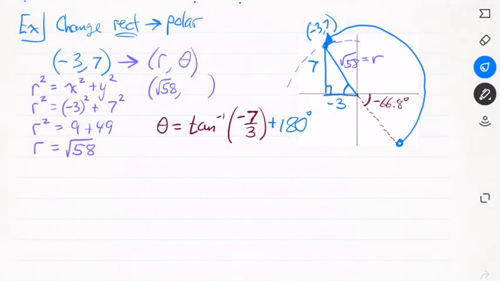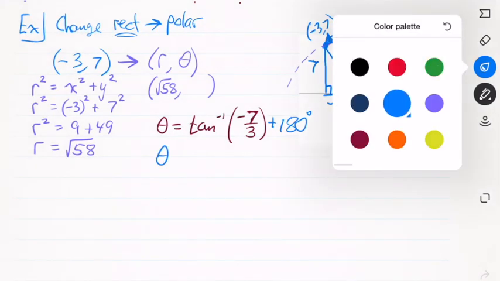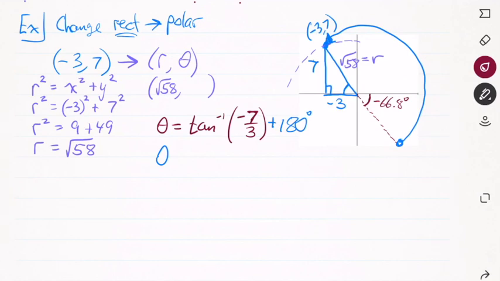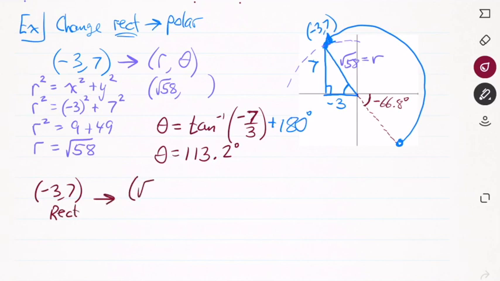So the angle that we have to use for theta is 113.2 degrees. Okay, so negative 3, 7 in rectangular coordinates becomes square root of 58 comma 113.2 degrees in polar. And they're still talking about the same point up here. This location right there is exactly the same for both of these systems.